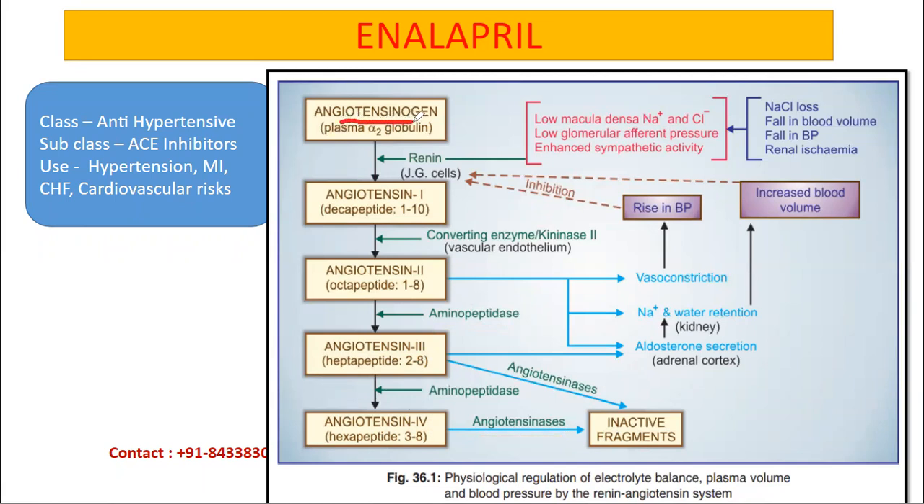Okay, so angiotensinogen is secreted by the liver. Yes, I forgot to mention this. Angiotensinogen is synthesized and secreted by the liver. Then it is brought into the circulatory system where it gets acted on by renin, that is secreted by the JG cells of the kidney. Then this gets converted into angiotensin 1. Then this, in the presence of ACE or kininase 2, gets converted into angiotensin 2. Then this, in the presence of aminopeptidase, gets converted into angiotensin 3 and 4, and finally into inactive fragments.